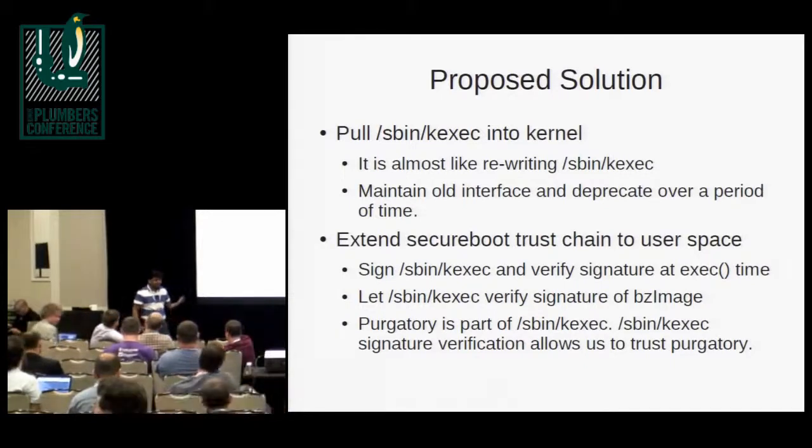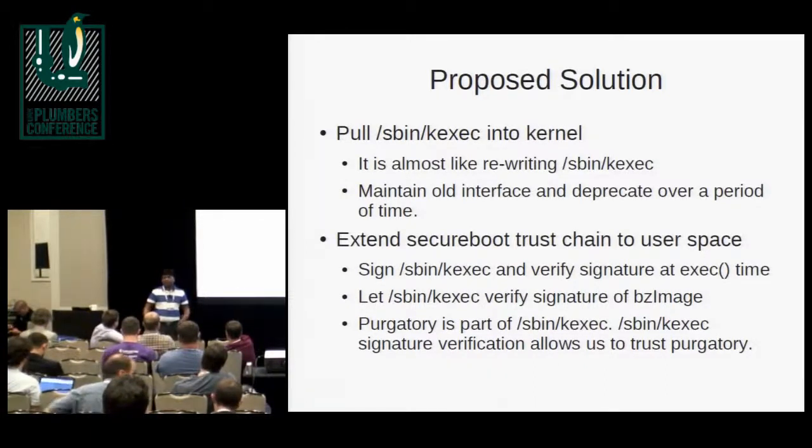So if we happen to do that, we would probably create a new system call, put all the sbin kexec code effectively there, and slowly over a period of time deprecate all the code that we are doing in sbin kexec. That's how at least we'll have to do it.